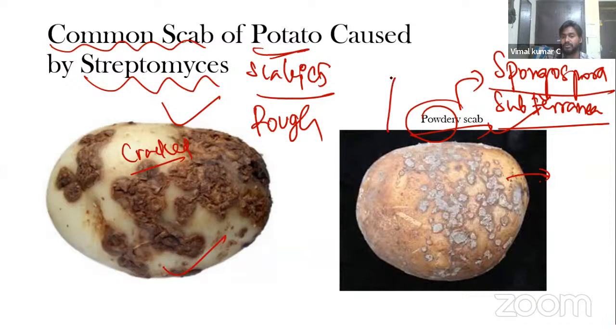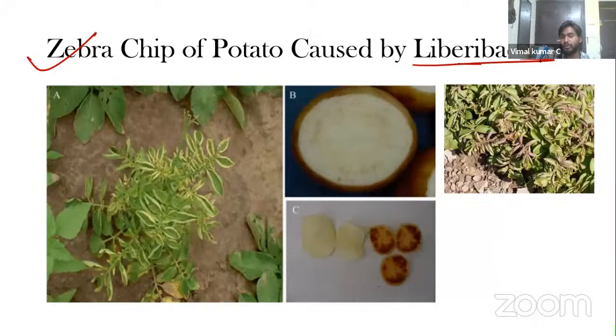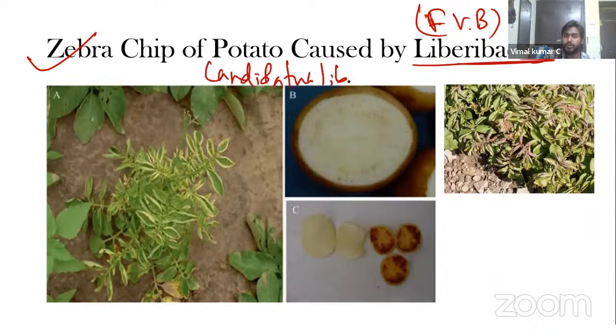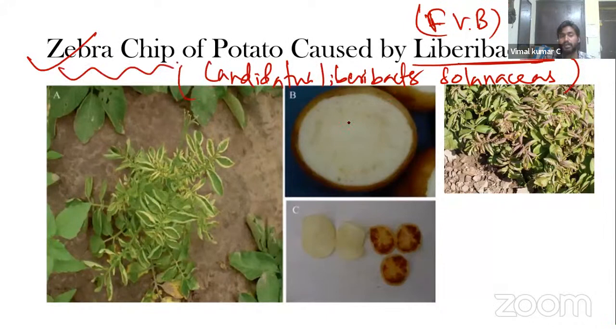And this one, you know, is a myxomycete or a protozoa. This is a gram positive bacteria. Then zebra chip of potato, caused by Liberibacter, a fastidious vascular-inhabiting bacterium. You can call it Candidatus Liberibacter solanacearum. This is the scientific name of the pathogen of zebra chip of potato.